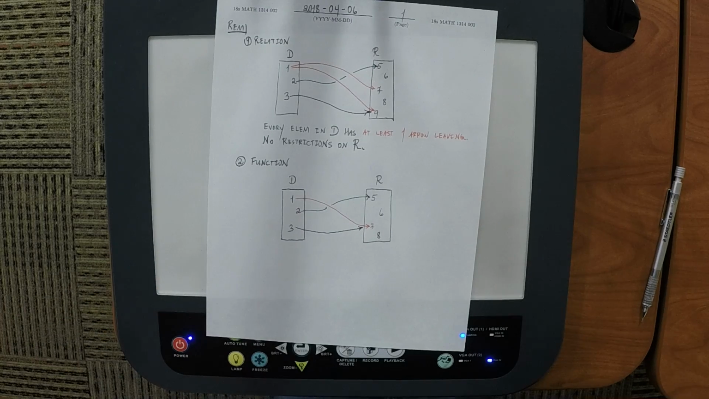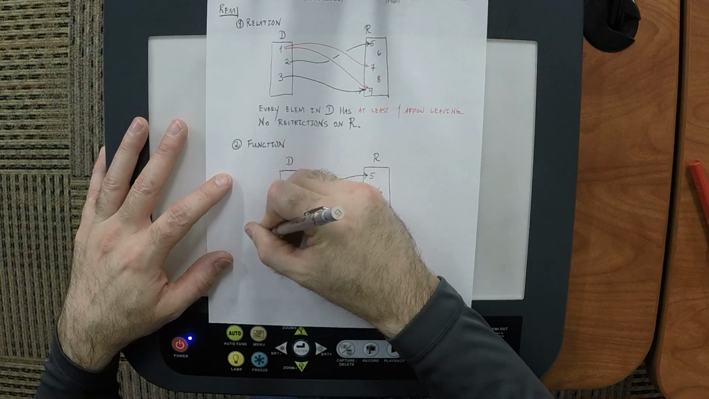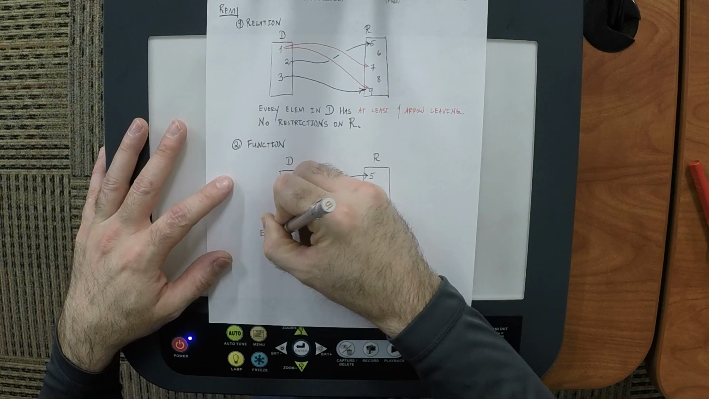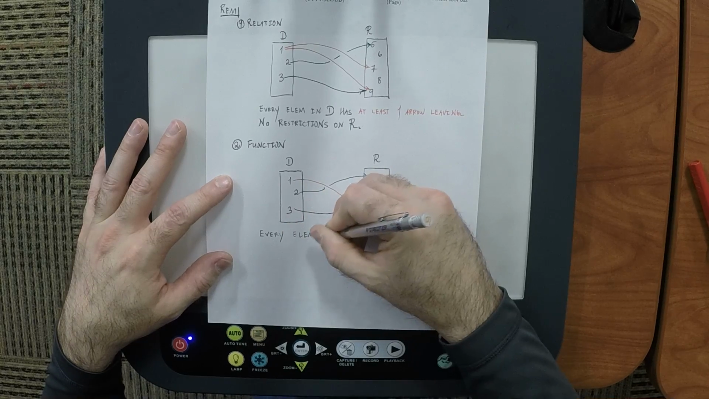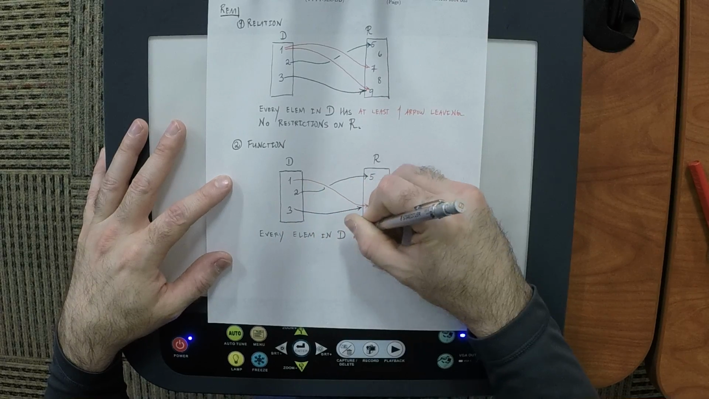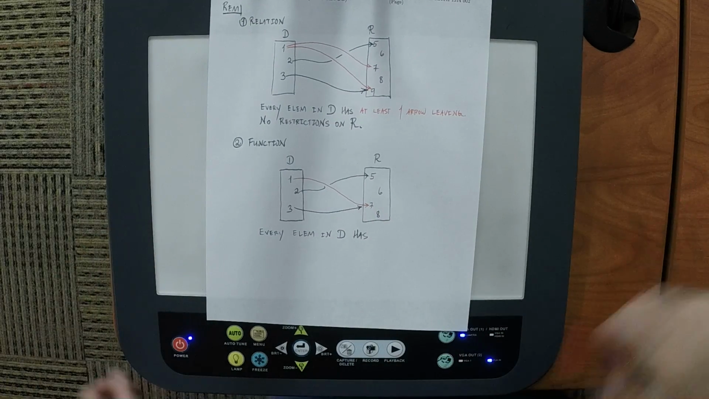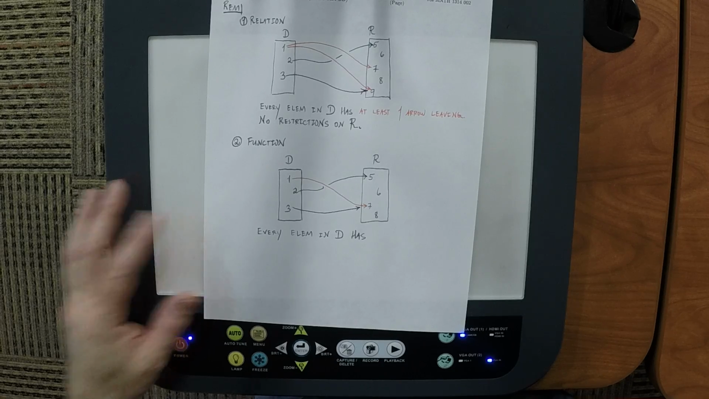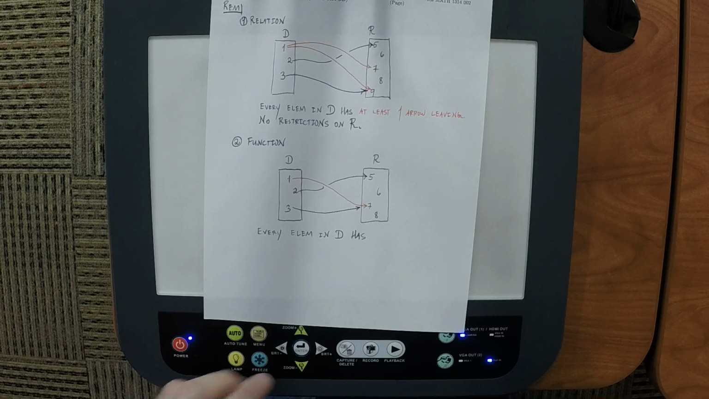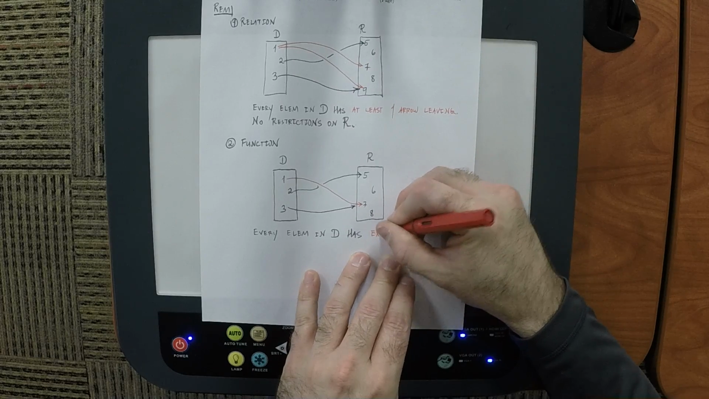To make it clear, I'm going to start writing the constraint and ask you to finish the sentence. So every element in the domain has, and then now how do I finish this sentence? An arrow leaving it? 1 arrow. Exactly 1 arrow, right? So not at least 1, but exactly 1.